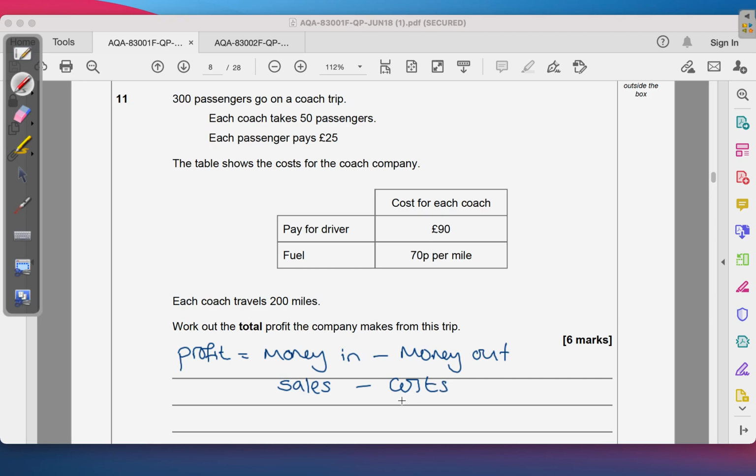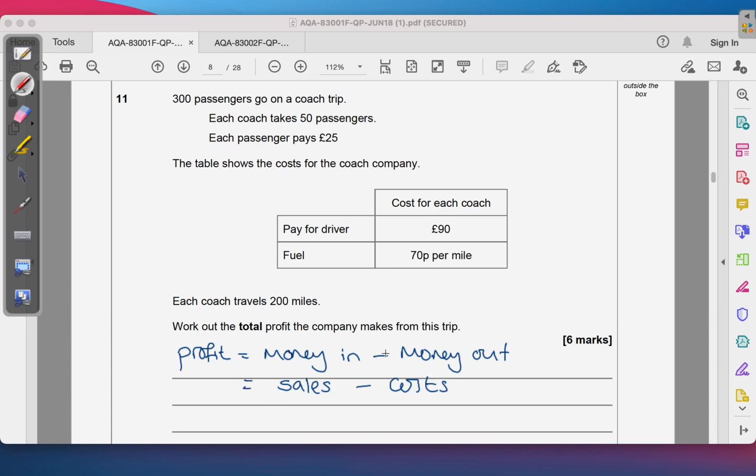So if you go to the coffee shop and you buy coffee for £5, you hand £5 over, but the coffee shop had to pay £3 to make that coffee. So they've made a profit of £2. So you pay £5, that's their sales, and then it costs the coffee shop £3. So the profit would be sales, which is £5, take away costs, which is £3, which would be £2. So that's what we need to work out.